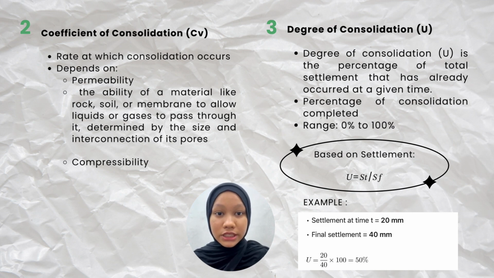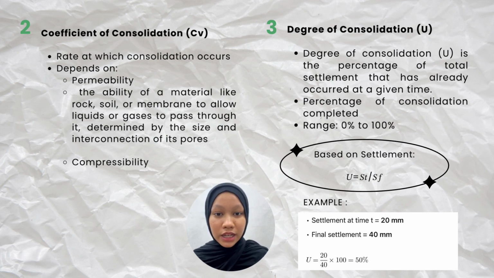Number 3 is the degree of consolidation, which is U. Degree of consolidation, U, is the percentage of total settlement that has already occurred at a given time, which makes it the percentage of consolidation completed. The range of the degree of consolidation is 0 to 100%. Based on the settlement, the formula is U equals St over Sf. St is settlement at time and Sf is final settlement.